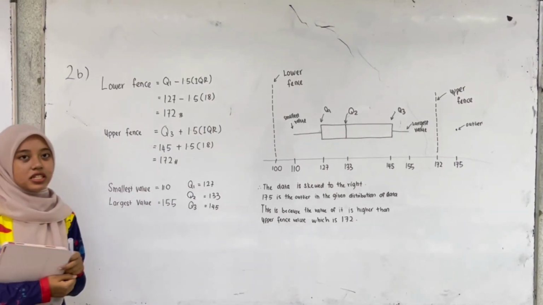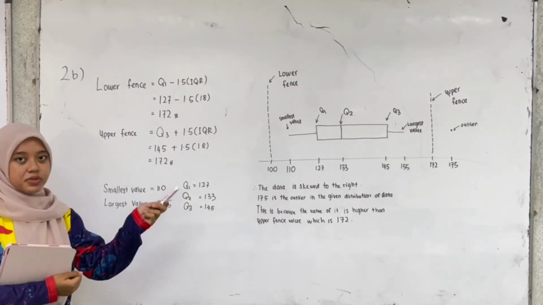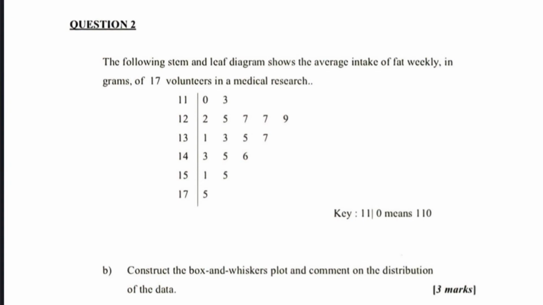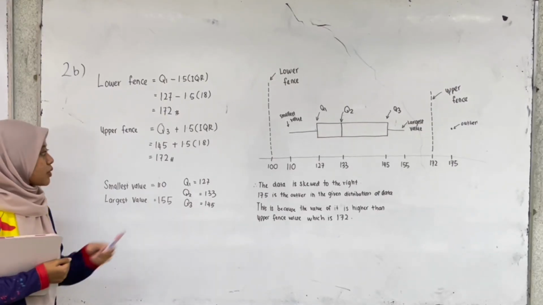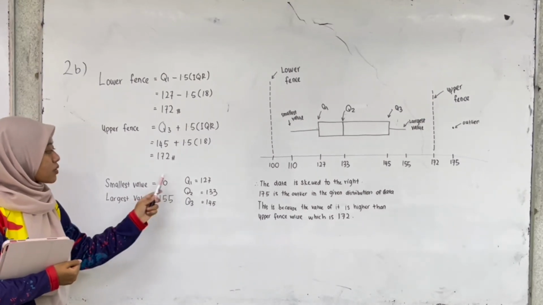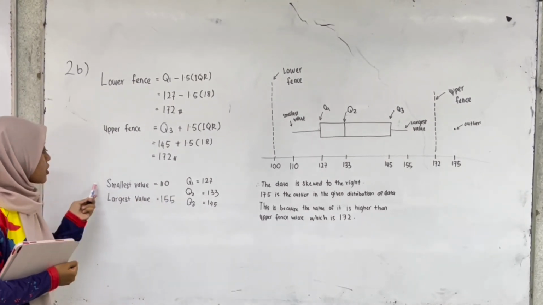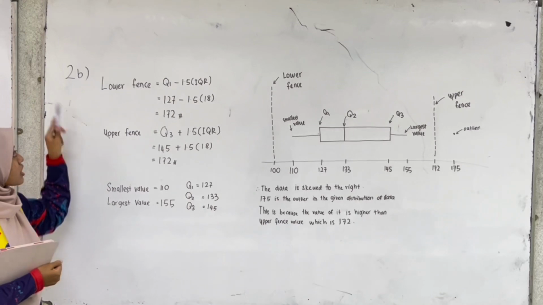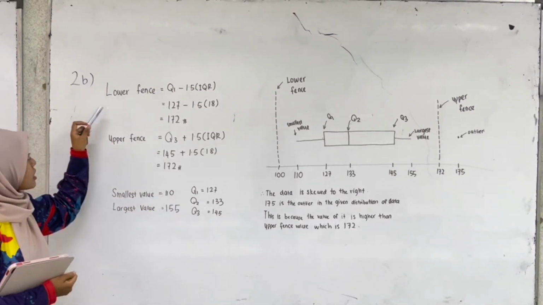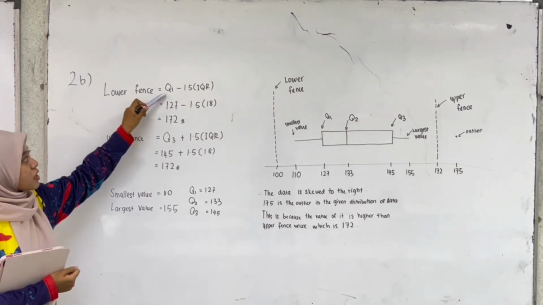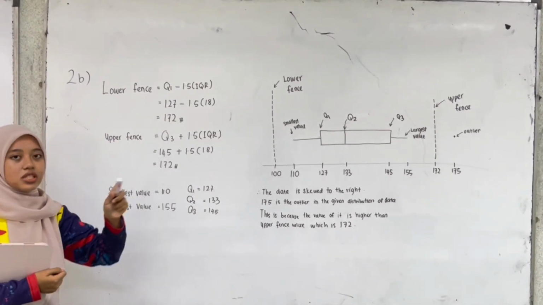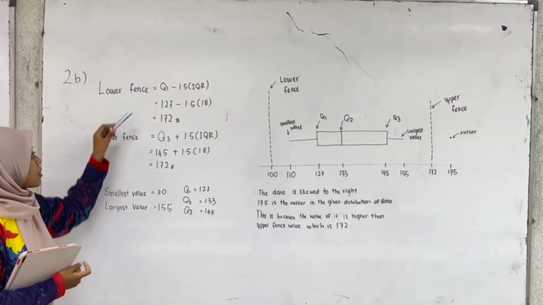Today I will present question 2B. So the question is to construct the box and whisker plot. The items that we need to construct this box are quartile 1, quartile 2, quartile 3, smallest value, largest value, upper fence and lower fence. To determine the lower fence, we need to use this formula: Q1 minus 1.5 IQR. IQR means interquartile range. Then we got this answer.